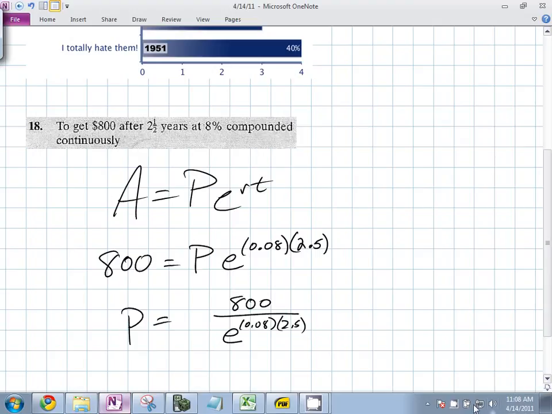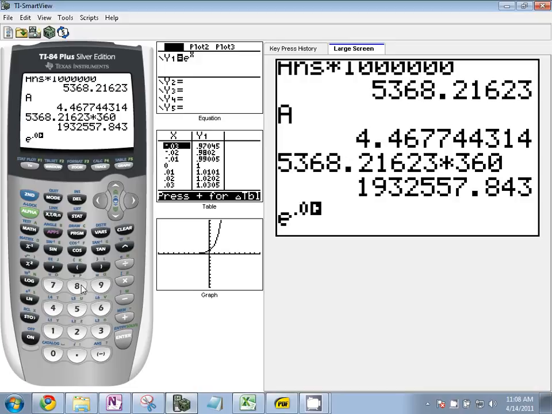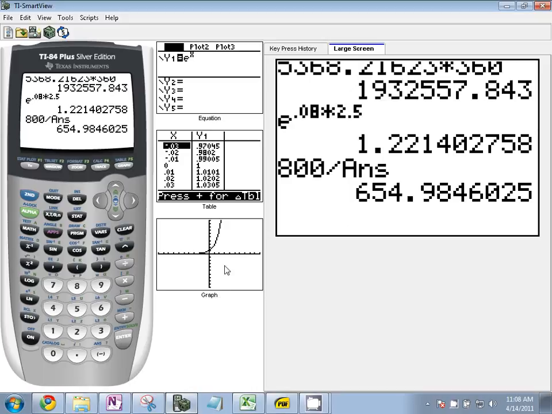Now that's something you can do on your calculator. So how about we do e first? So second, e to the 0.08 times what? 2.5. We hit enter, and then we do 800 divided by that. We end up with $654.